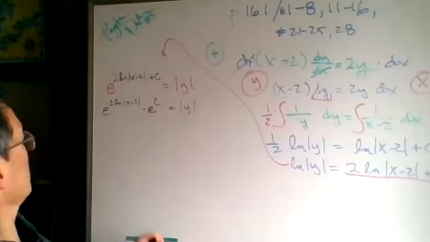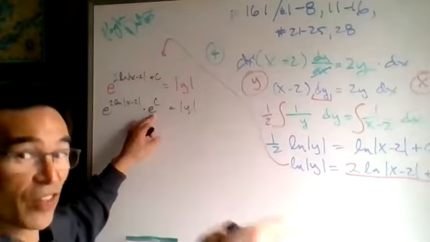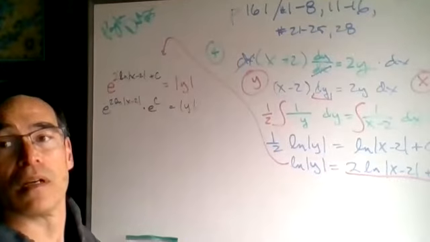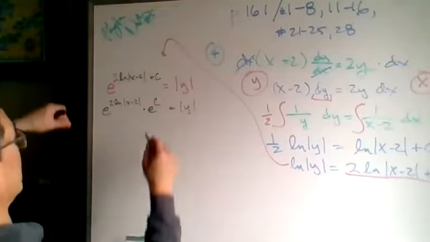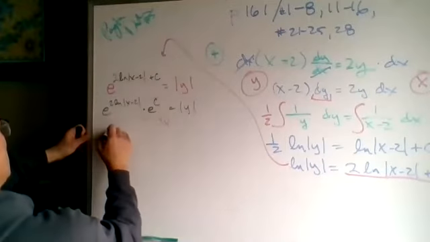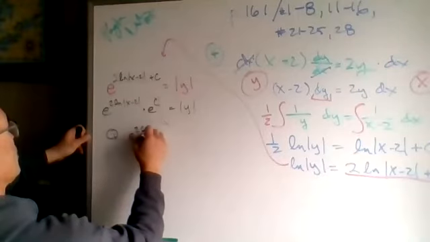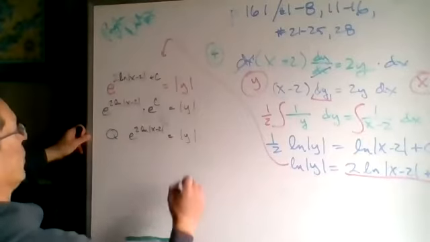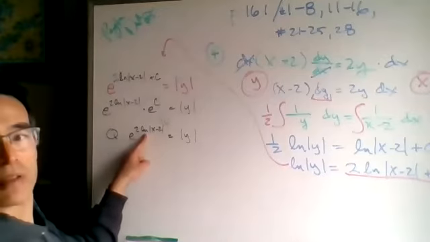Okay? So now e to the C is just another constant, right? E to some constant is yet another constant. So you can call it K, you can call it Q, whatever. So I'm going to call this thing Q. Now I've got this Q times e to the 2 natural log of x minus 2. Okay, so now if you notice, I have e right here and the natural log as its exponent.